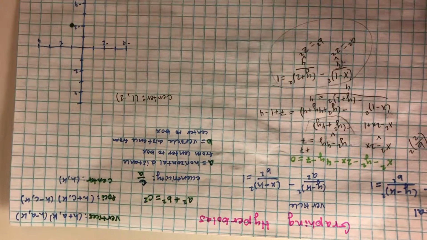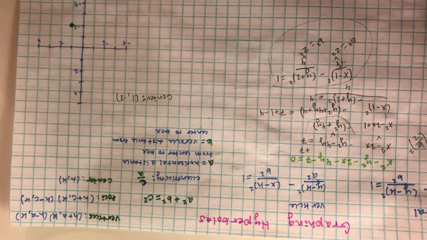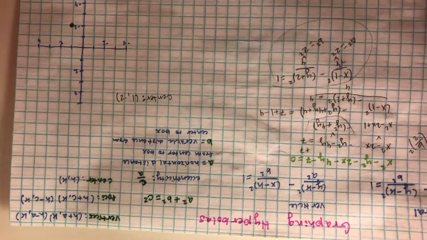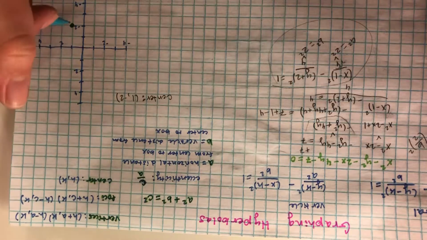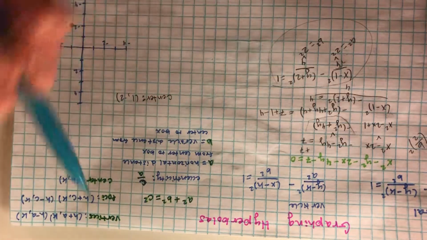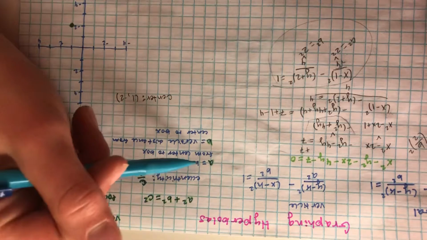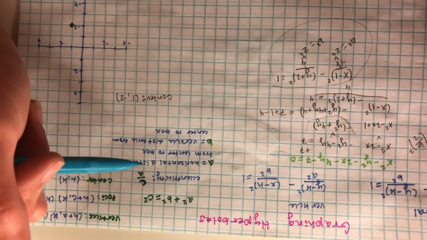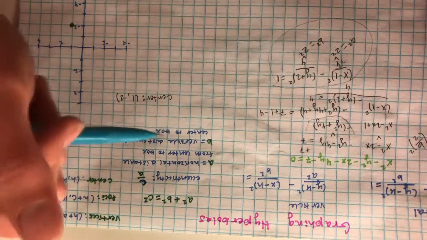The next thing that we want to do is find our vertices, or actually create the box. Creating a box just helps us to actually graph our hyperbolas. And when we create the box, we're going to be using our a and b values. A is the horizontal distance from the center to the box, and B is the vertical distance from the center to the box.